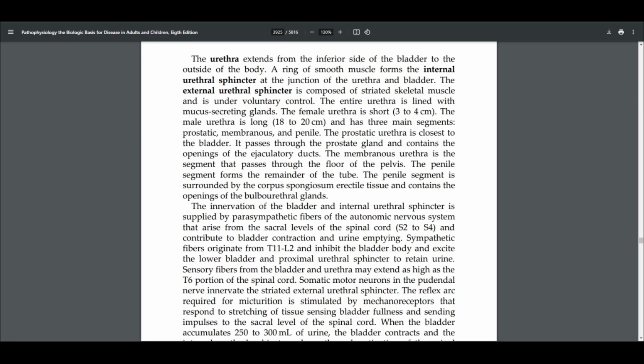The entire urethra and bladder. The external urethral sphincter is composed of striated. Sorry, I lost my space.